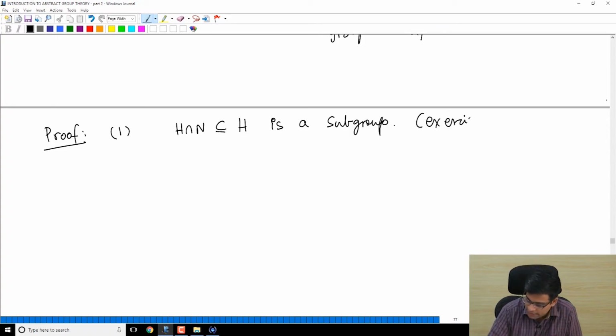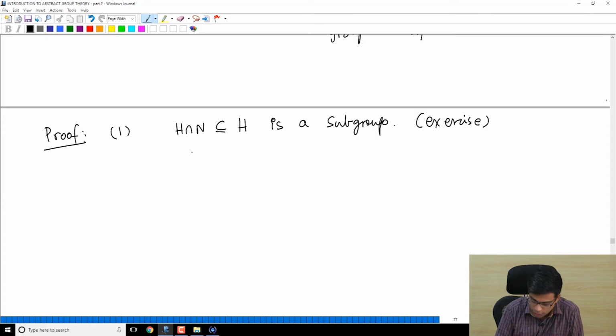This is a very easy exercise because the identity is in H and in N, so it's in H intersection N. If two things are in the intersection, they are both in H, so their product is in H. They are both in N, so their product is in N, so the product is also in the intersection. So this is a very easy exercise. In order to check that it's a normal subgroup, what do we have to check?